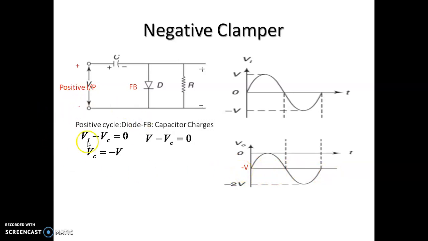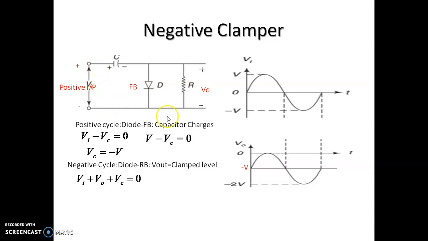Now if a negative half cycle, that is this portion of the input, is applied to the clamper, then the diode is reverse biased. It acts as an open circuit, or else we can assume that this branch is not present. Then the output can be calculated by again using Kirchhoff's voltage law. For the negative cycle, the terminal polarity will get changed. That is, this terminal will become negative and this terminal will become positive.